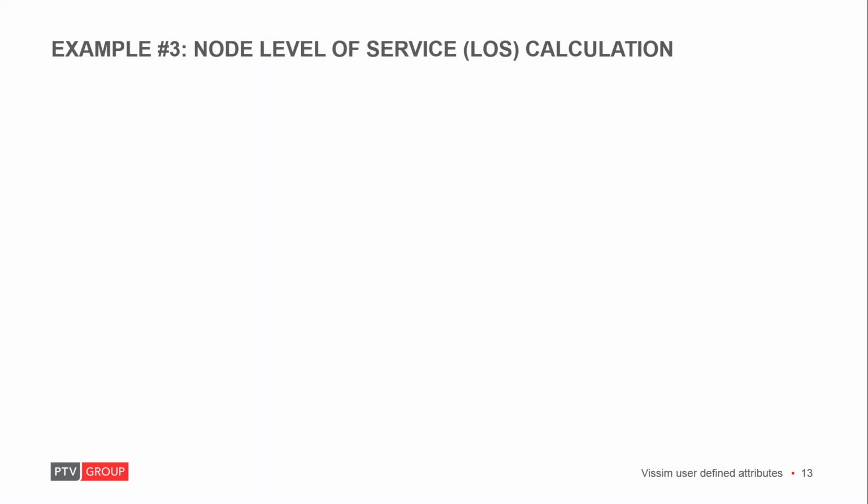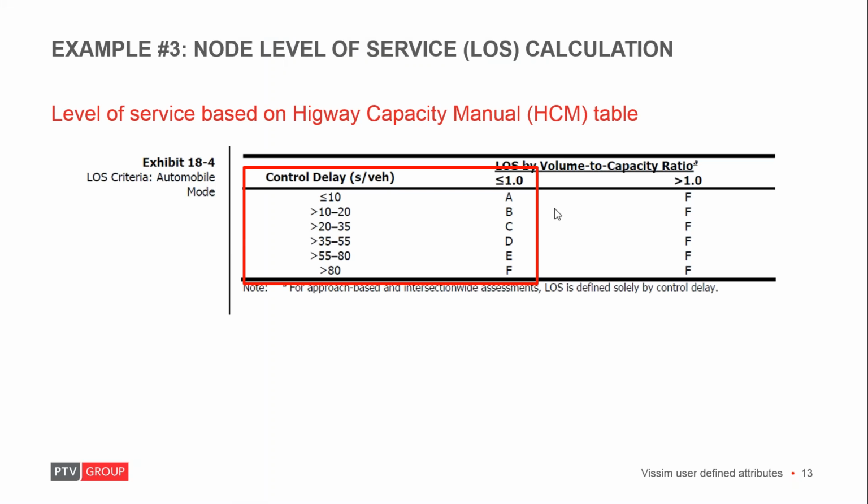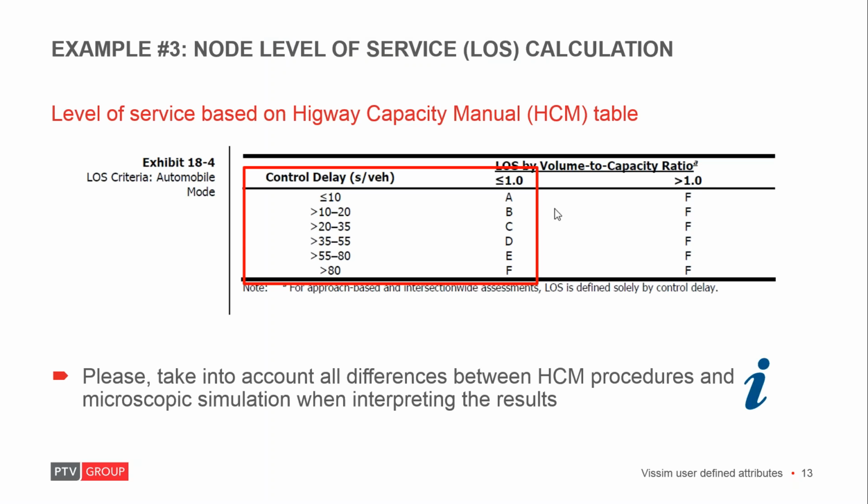Example number 3, node level of service calculation. I will calculate the level of service based on the Highway Capacity Manual table where the threshold values are given for control delay. Please take note that the control delay used in HCM is not exactly the same as vehicle delay in the microscopic simulation. So please take into account all differences between HCM procedures and the microscopic simulation when interpreting the results.